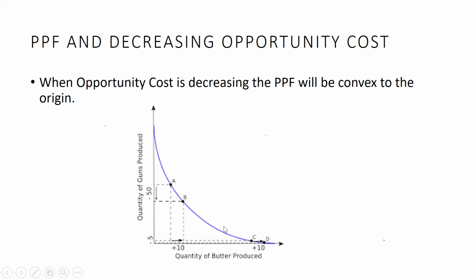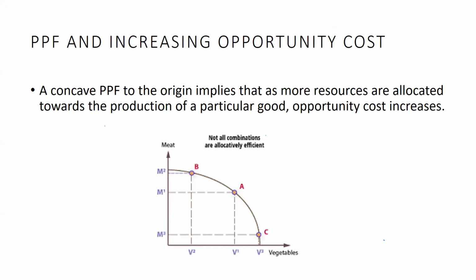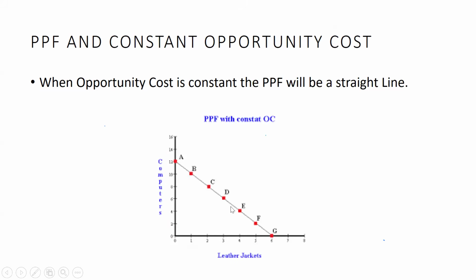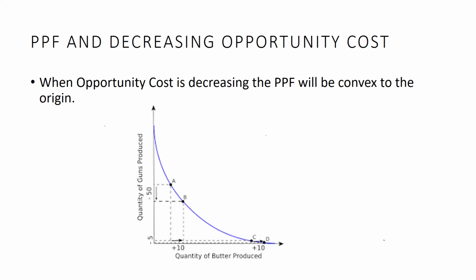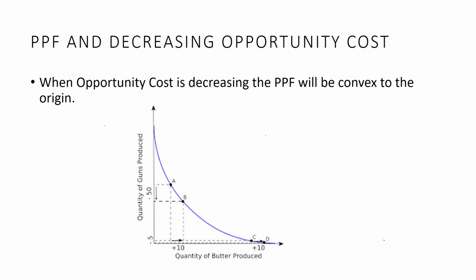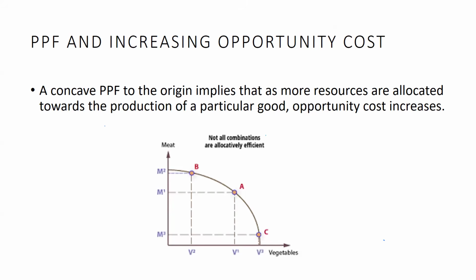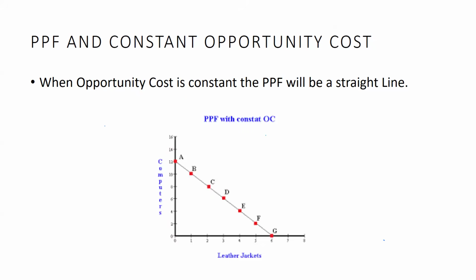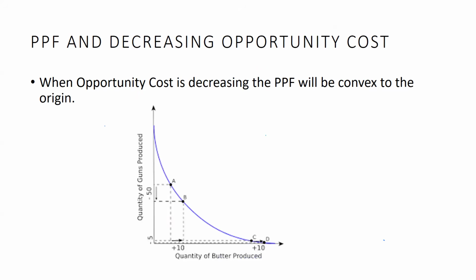I've seen this come for CSEC. Right? So you'll need to know these shapes. If it's increasing, they call it concave or bowed outwards. If it's constant, it's a straight line, and if it's decreasing, it'll be convex to the origin or bowed inwards. In my opinion, bowed outwards and bowed inwards may be easier to remember, but it's up to you all. Bowed outwards, increasing; straight line, constant; bowed inwards, decreasing.